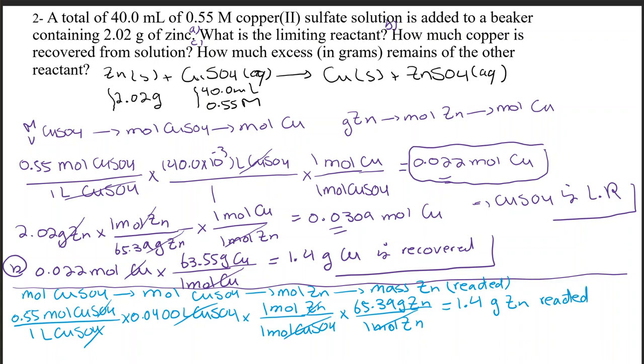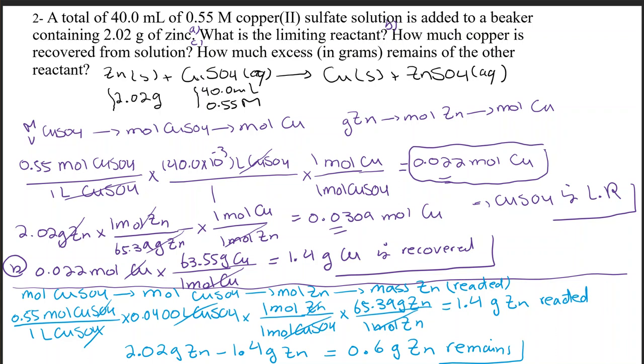So what this tells me is that out of that 2.02 grams of zinc, only 1.4 grams reacted. So how much is left? We started with 2.02 grams of zinc. Out of that, we know that only 1.4 grams of zinc reacts. That means we have 0.6 grams of zinc which remains, or we can also say is unreacted.